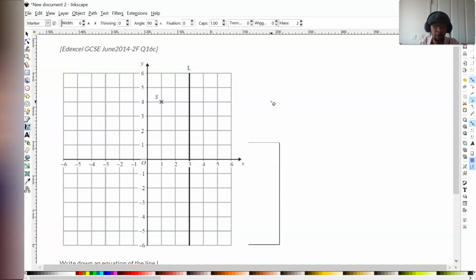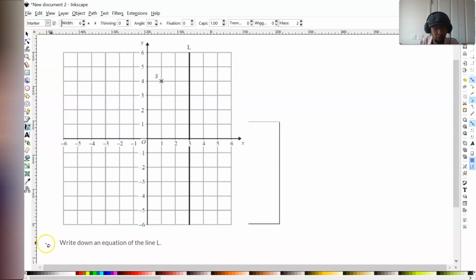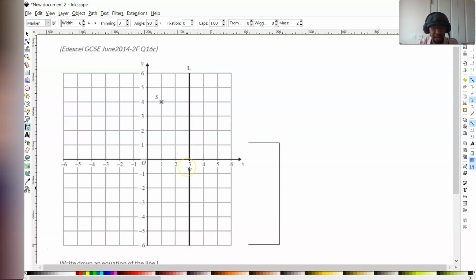So here's a question from earlier today where we had to work out what the equation of this line was. So the question was write down the equation of the line L. So let's look at what points this line goes through. It goes through this point, this point, this point, this point. And can you see a pattern there? What is always the same? Which value is always the same? There's always a value that's constant.